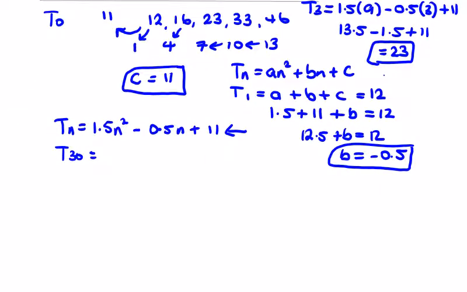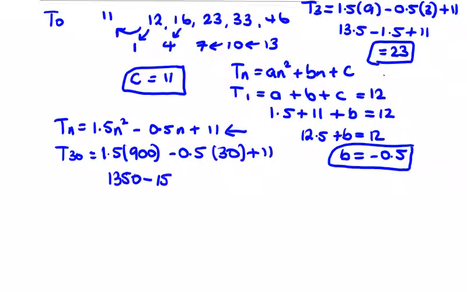So let's just go down and get t30. You use a calculator. 30 squared is 900 times 1.5, that's 1350, minus 0.5 by 30 is 15, plus 11. That's 1350 minus 4, which is 1346. t30 for this question.